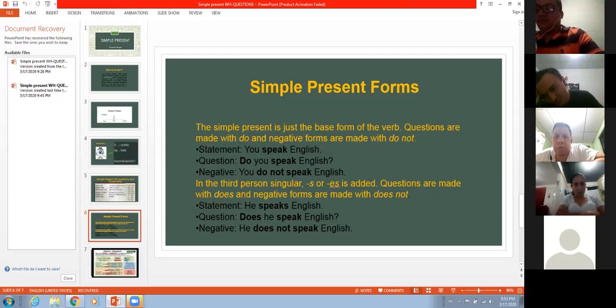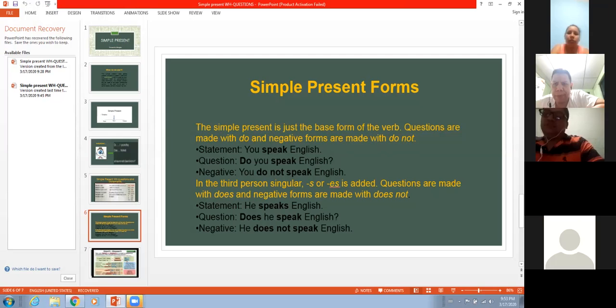Statements. He speaks English. Very good. Continue. Okay. Question, does he speak English? Negative, he does not speak English. Very good job. Do you see, guys, when I'm talking about third person, I use in the affirmative way, I just add the S on the main verb, which is the main verb in this particular form.